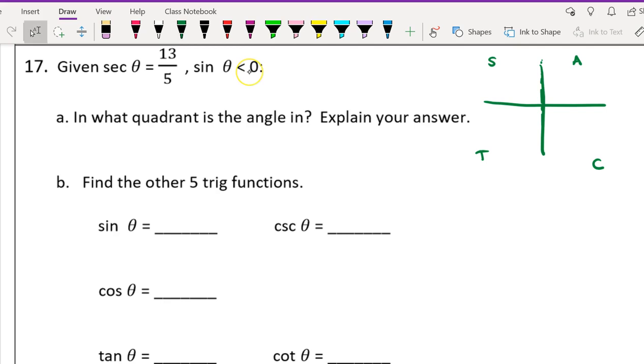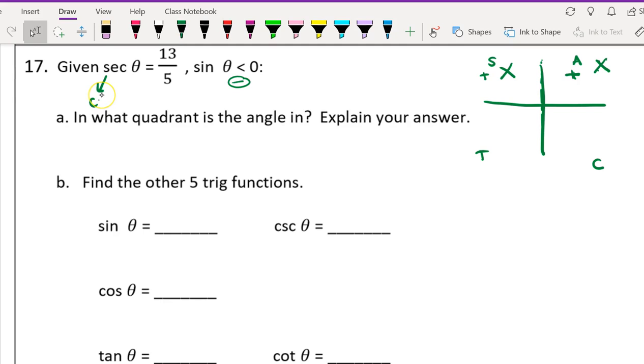Sine is less than 0, so that means that sine is negative. That means that I can't be in quadrant 1 and I can't be in quadrant 2 because all are positive here and sine is positive here. Okay, so I'm in either quadrant 3 or in quadrant 4.